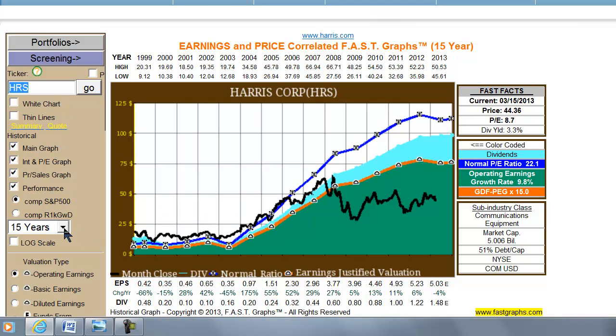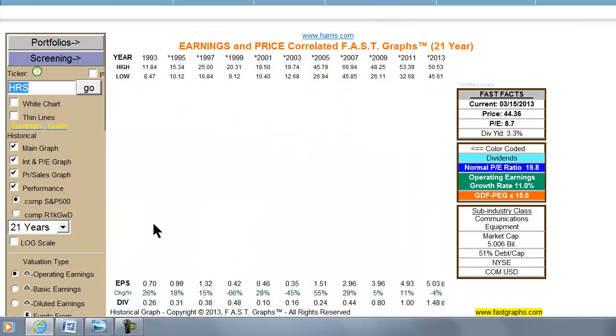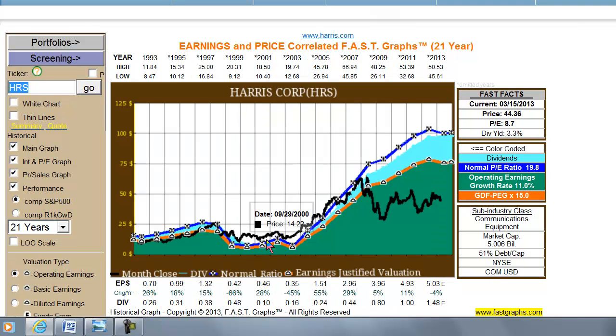If I go back out to the 21-year graph, I want to point out that we've had periods of time where there wasn't much growth in Harris, like this period right here, and yet the PE ratio stayed high. So now we have the double whammy of the Great Recession, but we also have this idea that for the first time the government may really be making some big cuts in defense spending, which could have a long-term impact on Harris.